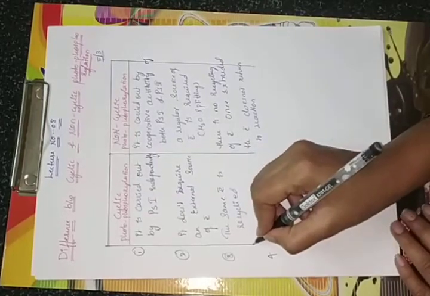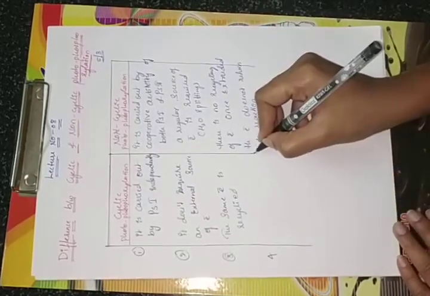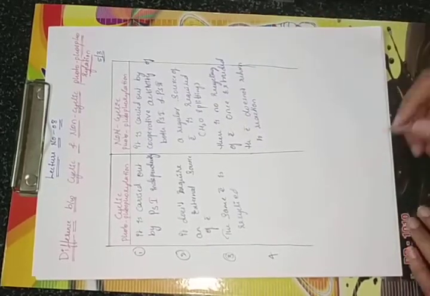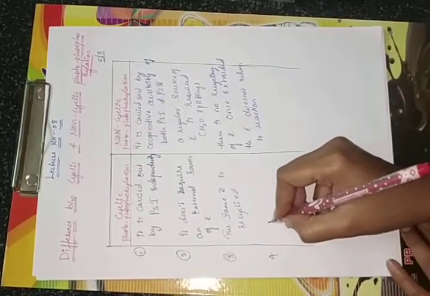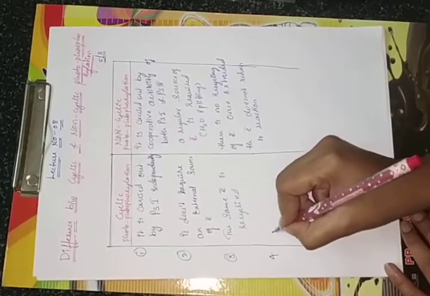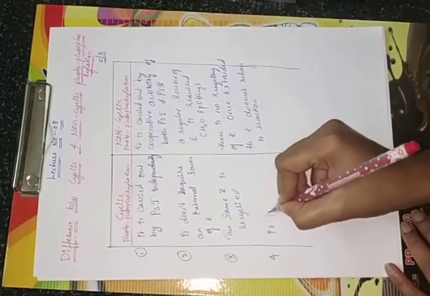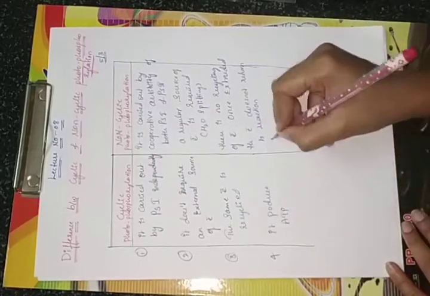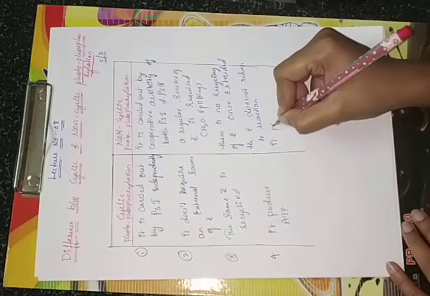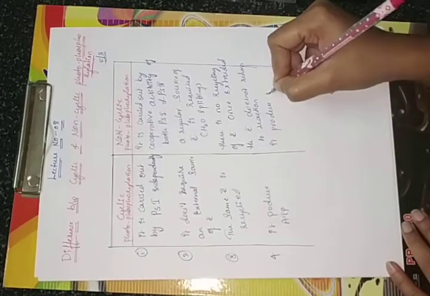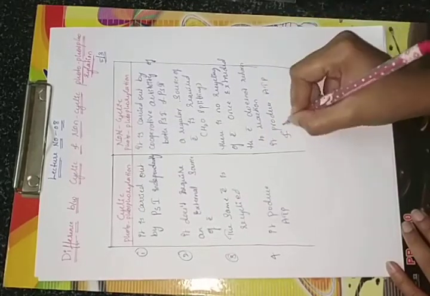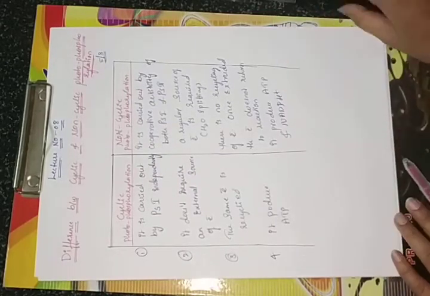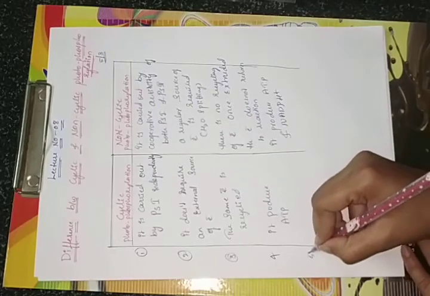To understand well, I am going to post an animated video so that you will come to know very clearly about that. Don't worry. Now fourth one, product. Cyclic produces only ATP. Here, non-cyclic produces ATP as well as NADPH plus.